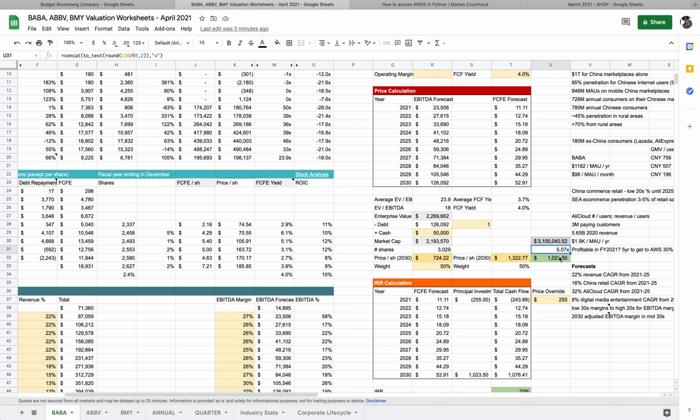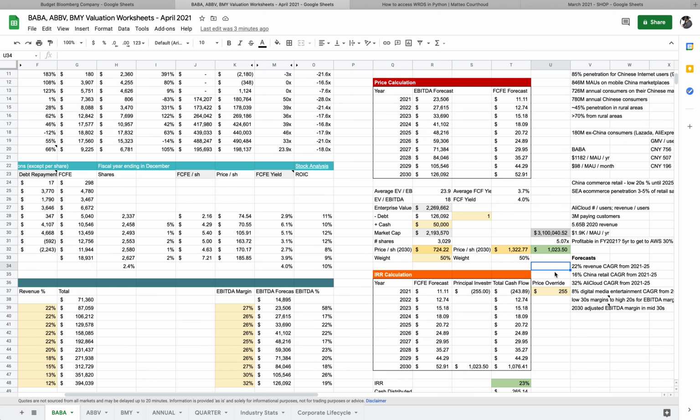I also call this out here. It's basically 5x what the current number is. And so you can sanity check this for yourself to figure out, does this seem sane to me? Does this seem plausible? Of course, you can look at the bear and bull cases and decide for yourself if you think that makes sense.